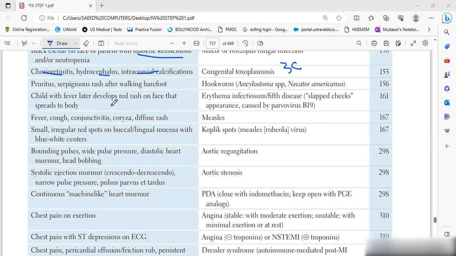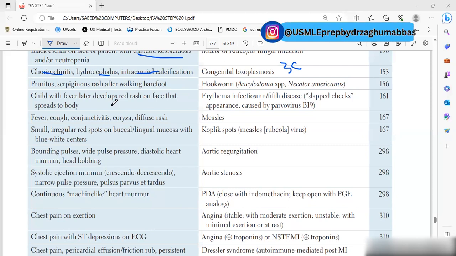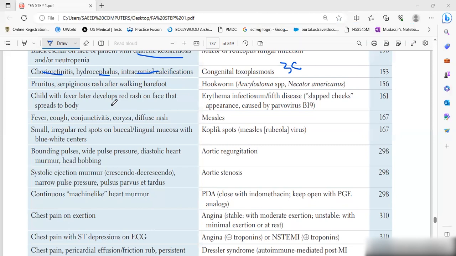So you will remember, if you are a fetus, you will have hydrops fetalis. In a child you will have slapped cheek rash. In adults, you will have rheumatoid-like arthritis, but it will be self-limiting. In patients with a history of hereditary spherocytosis, sickle cell disease, or thalassemia, you will have aplastic crisis.